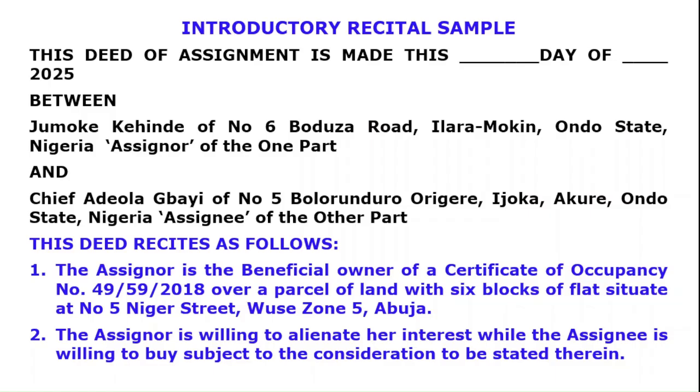Because the format is the same. You can always memorize and adopt this. Only ensure that the address, for example, and the second part, which is that the assignor is willing to alienate her interest, are right. If it is a man, you know, his interest. So you just take note of that. And the assignee is willing to buy, subject to the conditions to be stated therein. Depending on what the scenario tells you, that will determine how you want to write this.